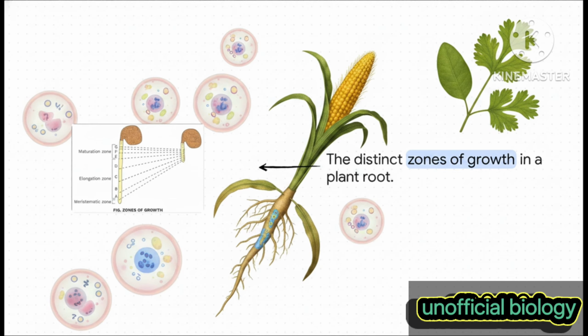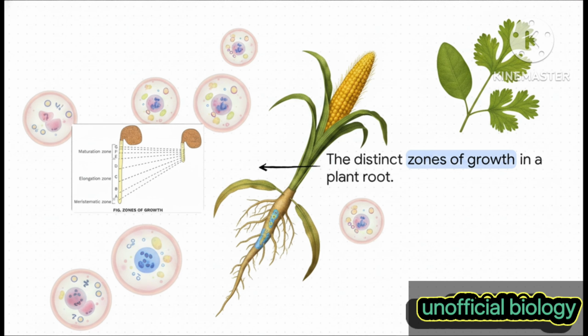And here's a really cool thing about plants. Unlike us humans, whose growth pretty much stops after a certain age, plants have what's called an open form of growth. They can literally keep growing indefinitely throughout their entire lifespan, all thanks to these special dividing cells called meristems.